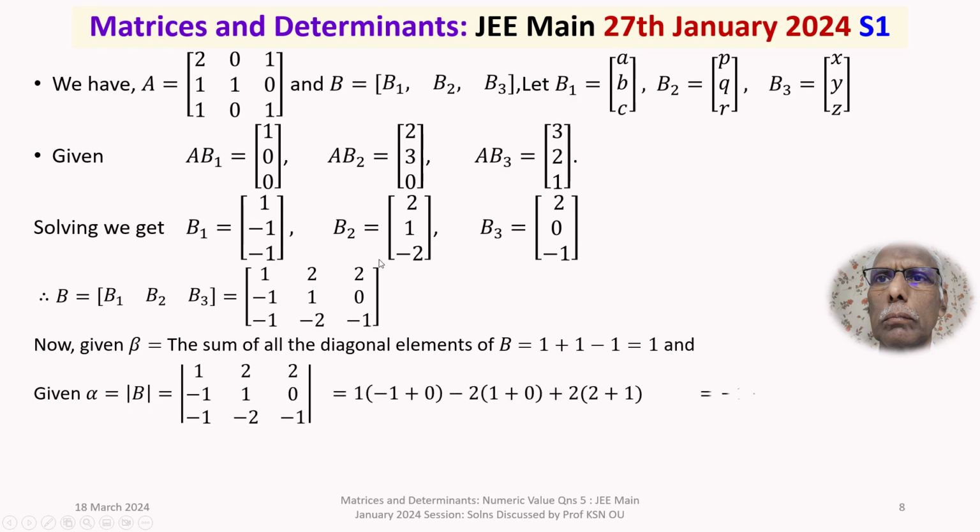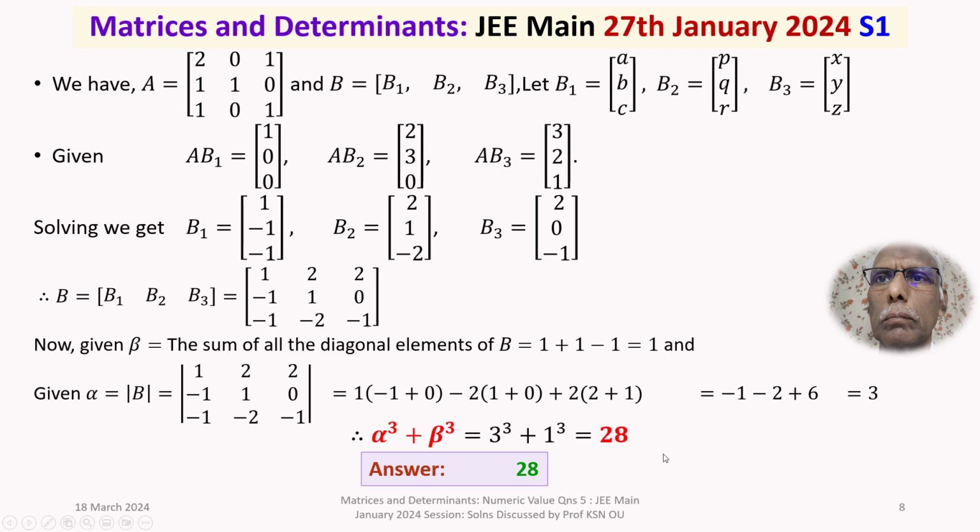Write the determinant of this matrix and expand through its first row and simplify. You will get minus 1 plus minus 2 plus 6, that is equal to 3. Thus, we got alpha is 3, beta is 1, and we are required to find the value of alpha cube plus beta cube, that is 3 cube plus 1 cube, that is equal to 28. So the answer to this question is 28, and that is the detailed discussion of the solution of the given problem. I am sure that you have understood the solution of this problem.